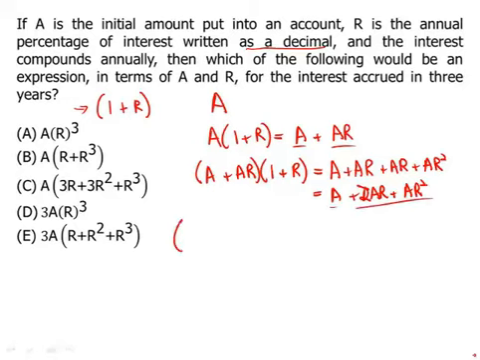Now this whole expression, A plus 2AR plus AR squared, which is the total amount at the end of 2 years, this all gets hit by the multiplier a third time.